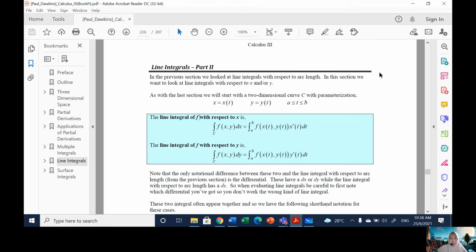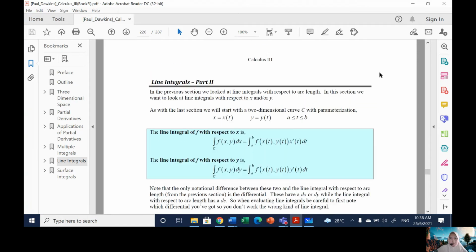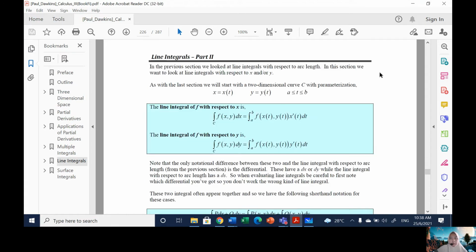Okay, so this is a recorded lecture for the line integral, the second part. Without further ado, I'm going to start on the new subtopic under the line integral. For this topic, please refer to page number 219 from the ebook by Paul Dawkins.